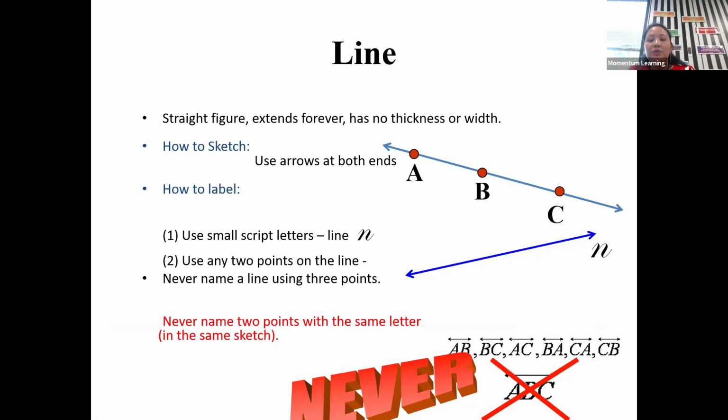No, we cannot use three points to name a line. So don't just say, hey, A, B, C is in the line, I can just use them all to be safe. No, you do not need it. You only need two points, because they both refer to the same line anyway. So all you need is just two points.